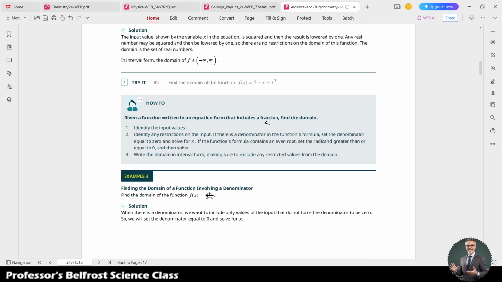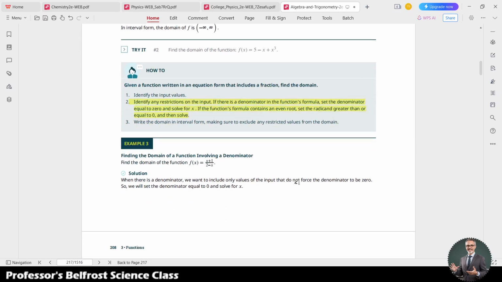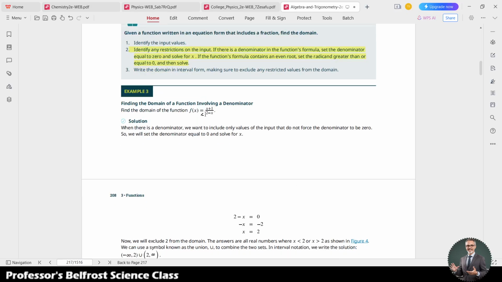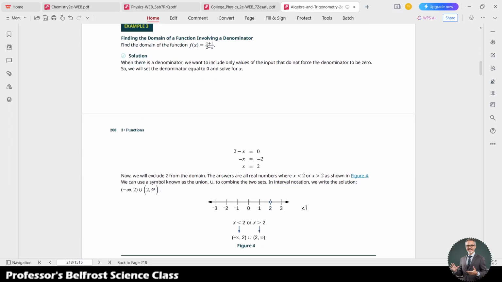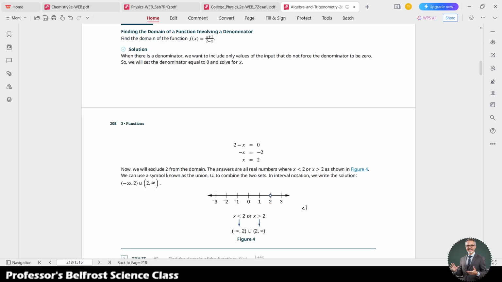How about if we encounter a fraction? Also, the important thing is to identify restriction. For the denominator, we set the denominator equal to 0 and solve for x. If the function formula contains an even root, we set the radicand greater than or equal to 0 and then solve it. In this case, 2 minus x is set to 0, so x equals 2. So this is the only restriction. The interval notation is as shown: from minus infinity to 2, and 2 to positive infinity.